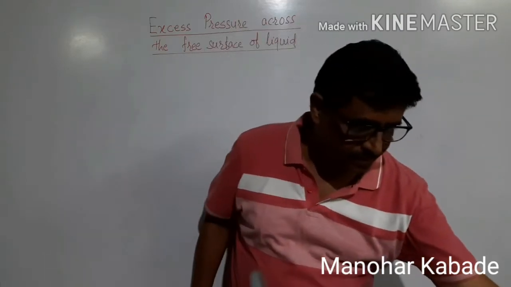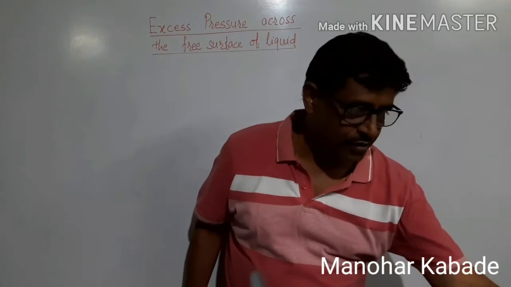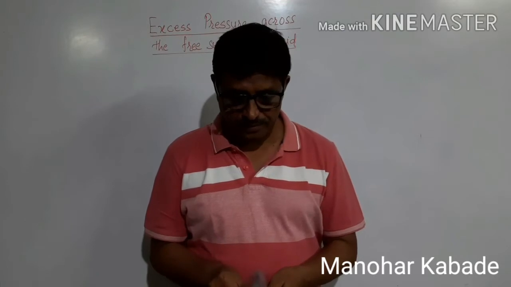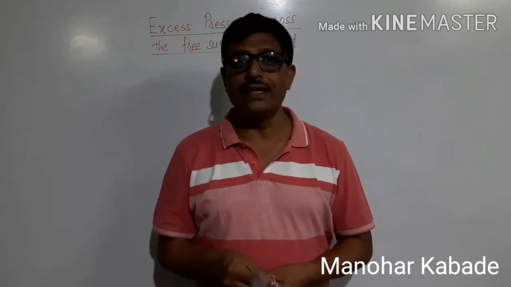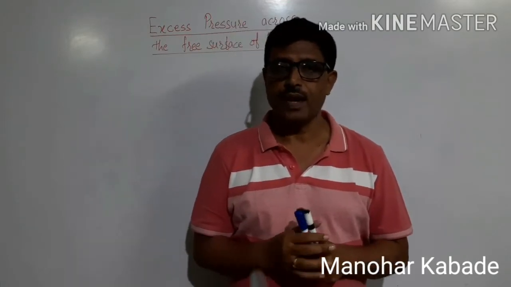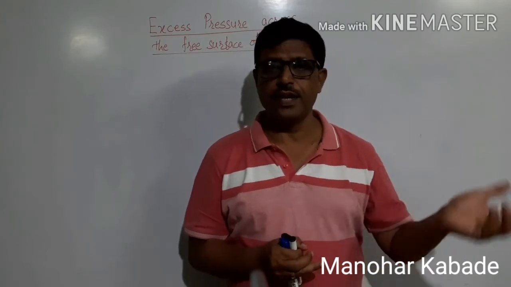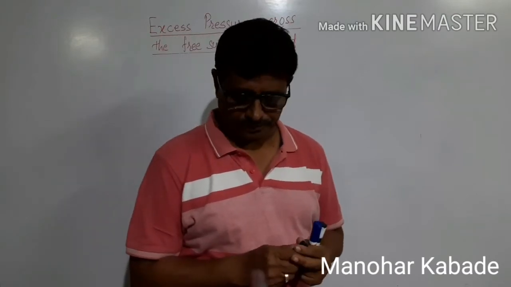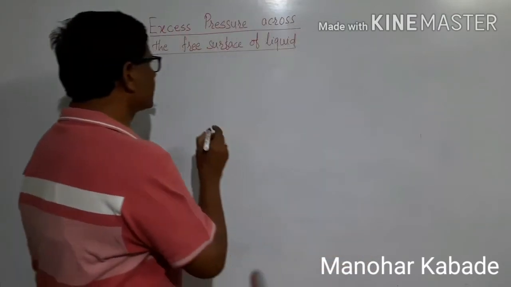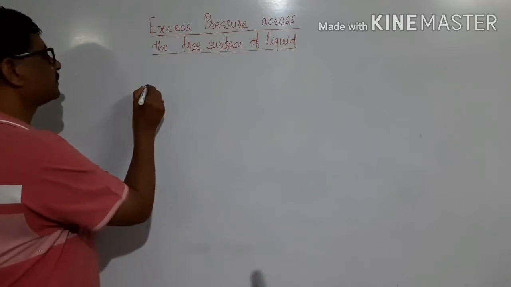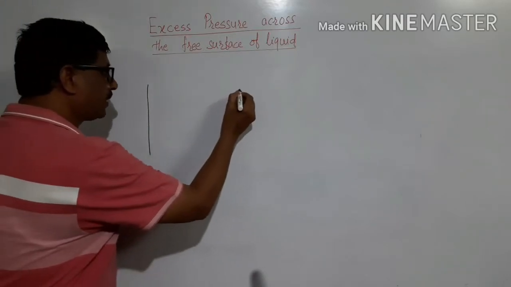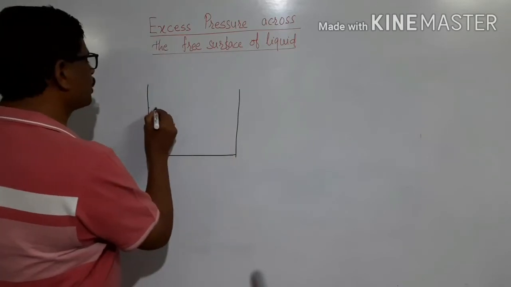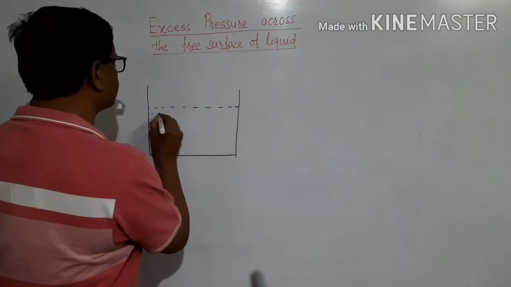Free surface is the surface of liquid which is at the interface of liquid and the air. For that, let us consider we got a container. This container is partially filled with a liquid.